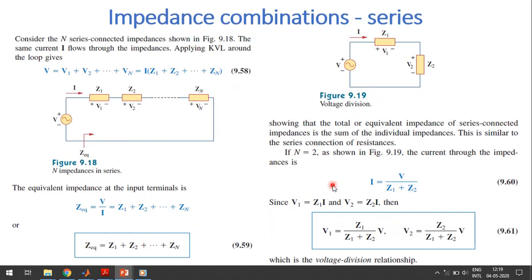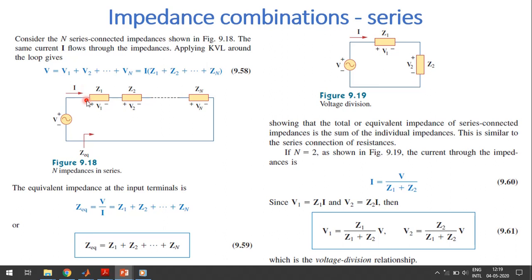So next is impedance combination, that is, we are going to study the series and parallel combination of impedances. We have studied the series and parallel combination of resistor, inductor, capacitor. So here is the circuit given. We have Z1, Z2 etc. up to Zn, that is n impedances connected in series to a voltage source. The voltage source is V and the current flowing in the circuit is I.